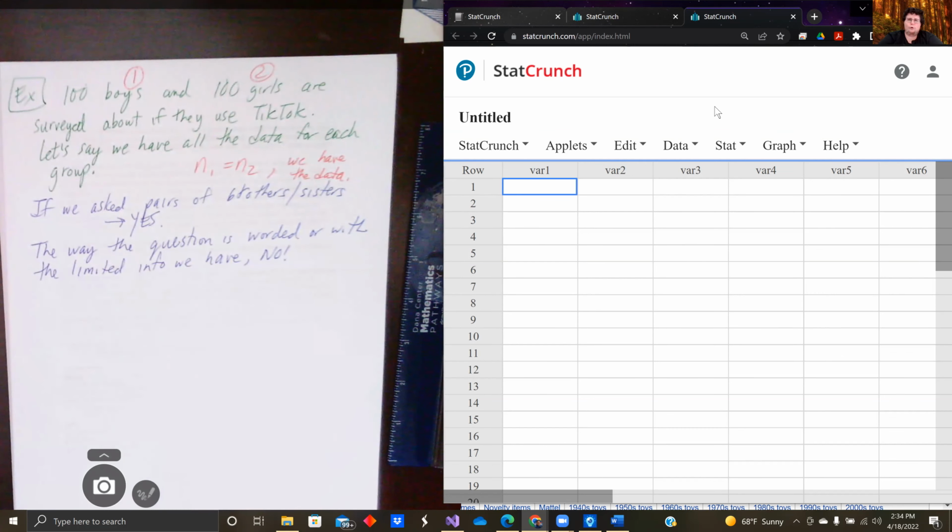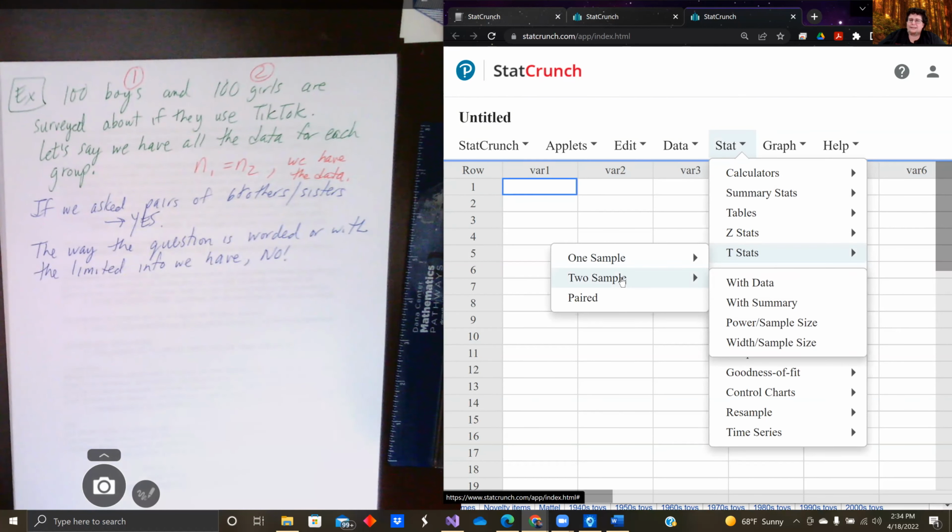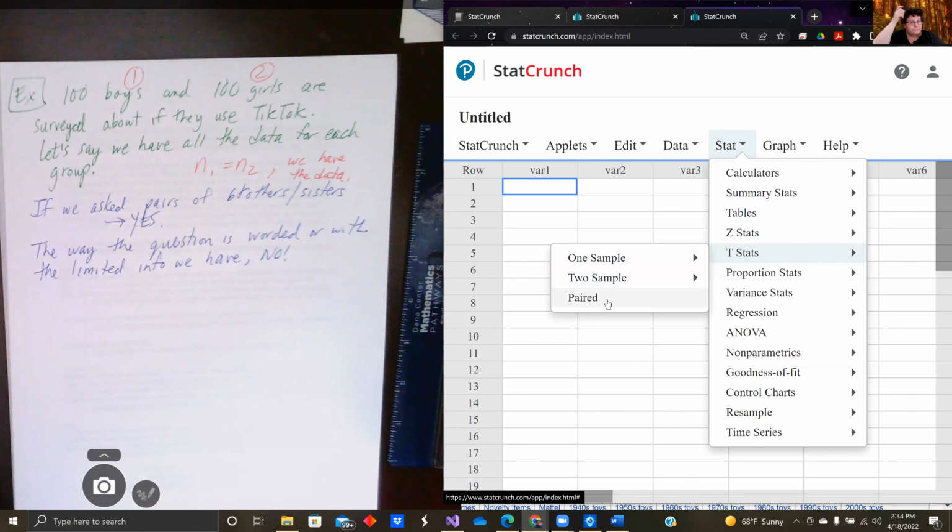So we'll look at doing that type of test on Wednesday. That's just a regular 2-sample mean test. That will be stats, T-stats, 2-sample. That'll be Wednesday. Today we're doing paired though.